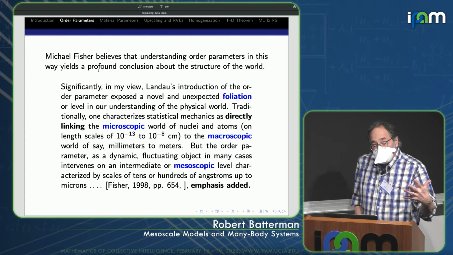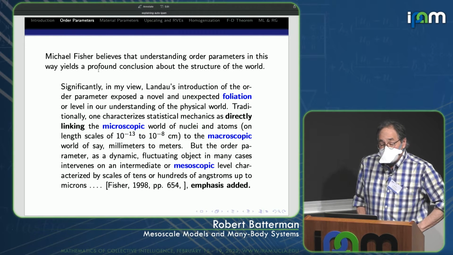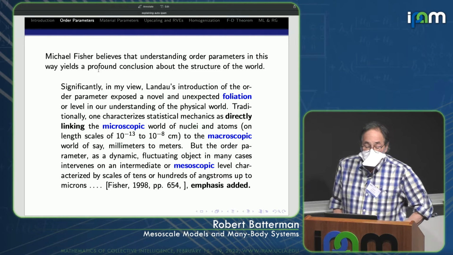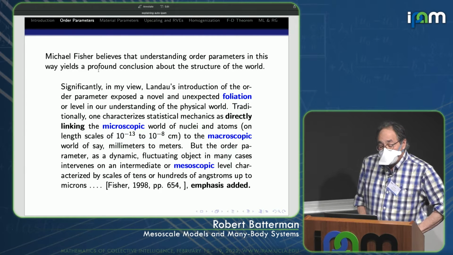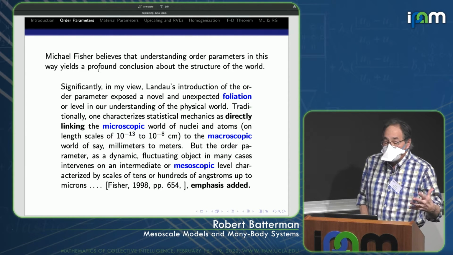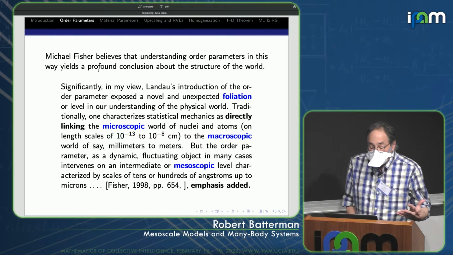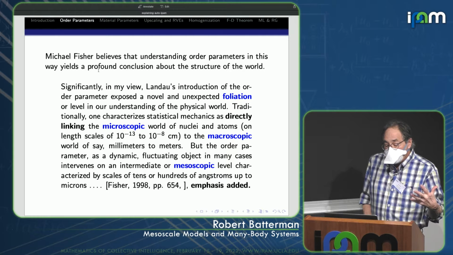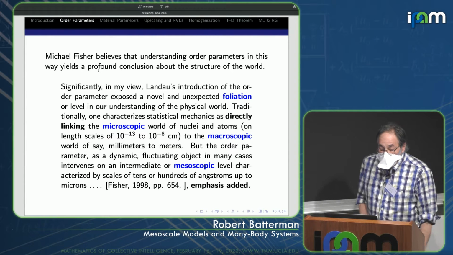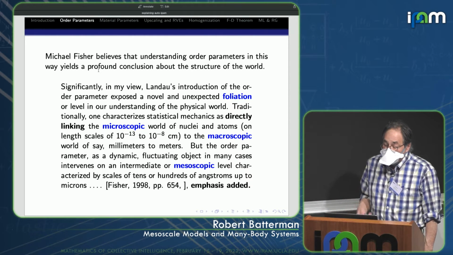Now, Michael Fisher believes that understanding order parameters in this way yields a profound conclusion about the structure of the world. He says, significantly in my view, Landau's introduction of the order parameter exposed a novel and unexpected foliation or level in our understanding of the physical world. Traditionally, one characterizes statistical mechanics as directly linking the microscopic world of nuclei and atoms to the macroscopic world of, say, millimeters to meters. But the order parameter as a dynamic fluctuating object in many cases intervenes on an intermediate or mesoscopic level characterized by scales of tens or hundreds of angstroms.